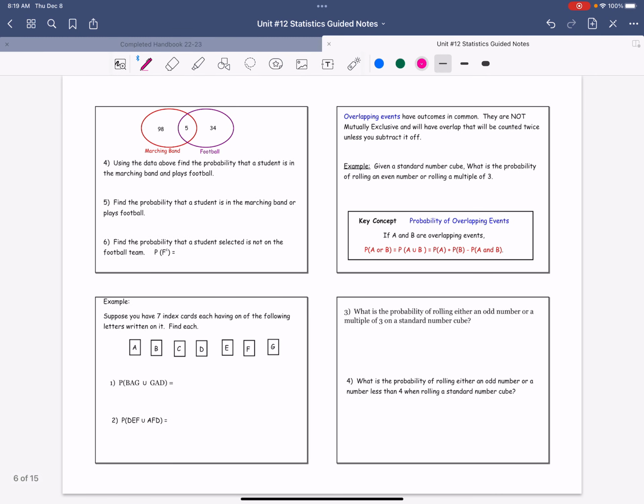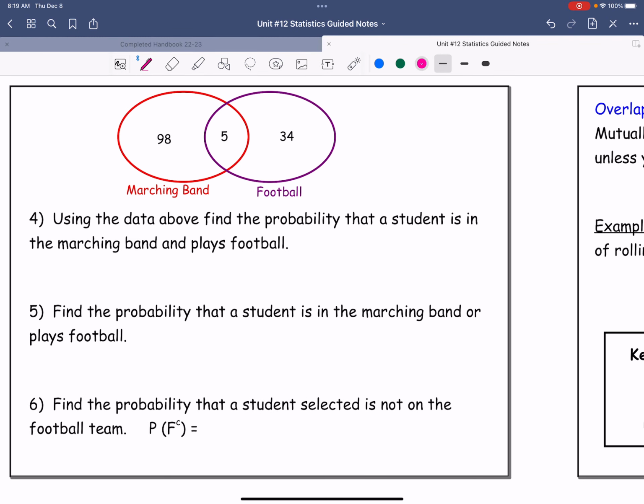Let's go to our next slide. Pause the movie, try these on your own, and press play when you are finished.